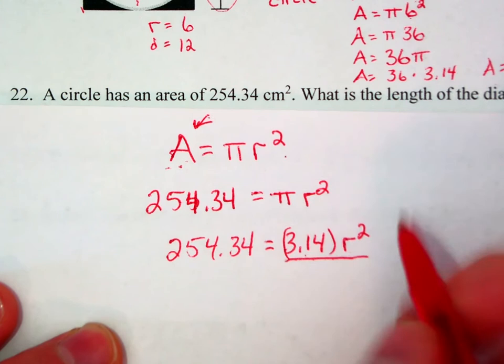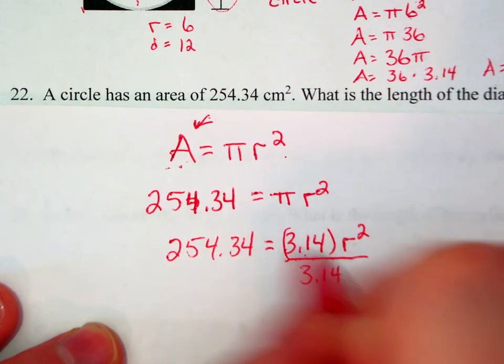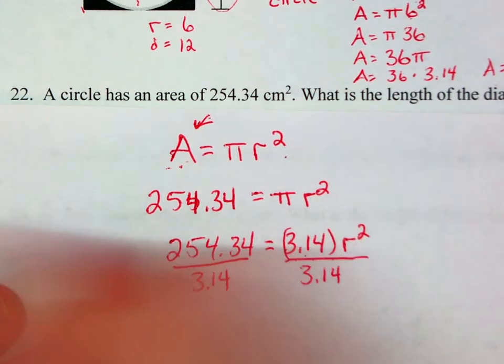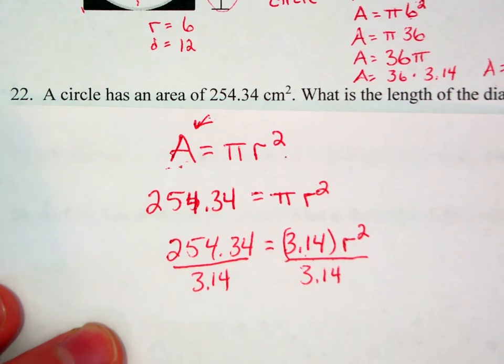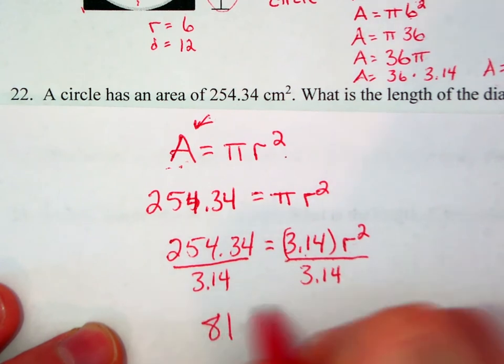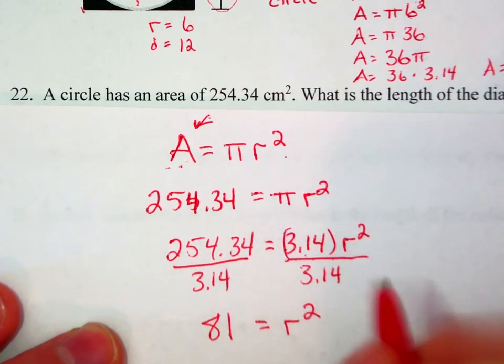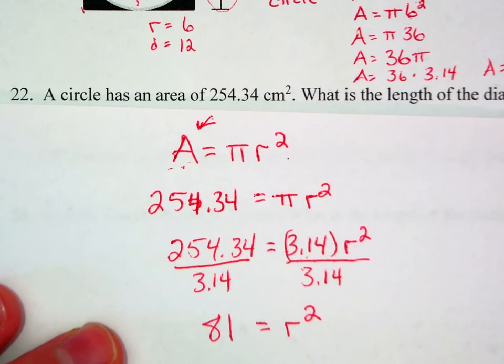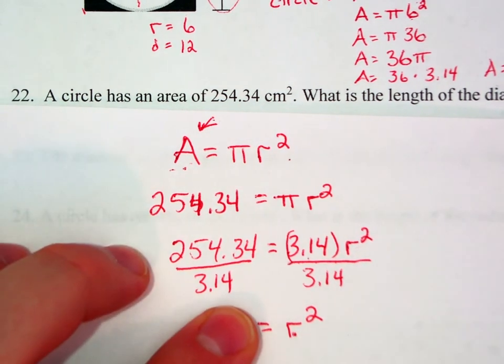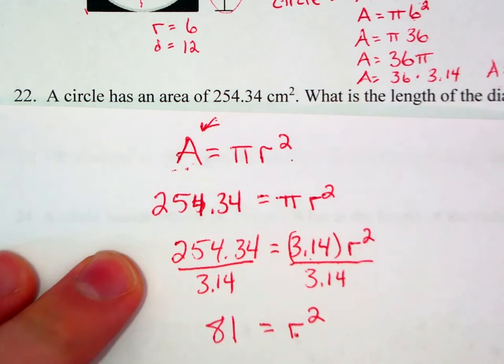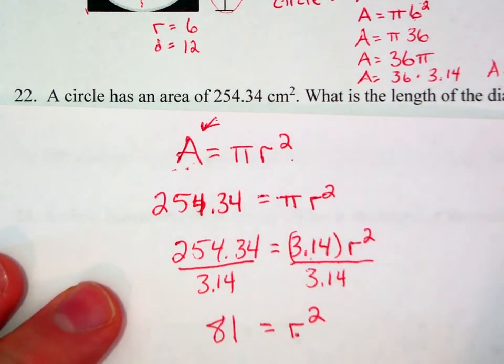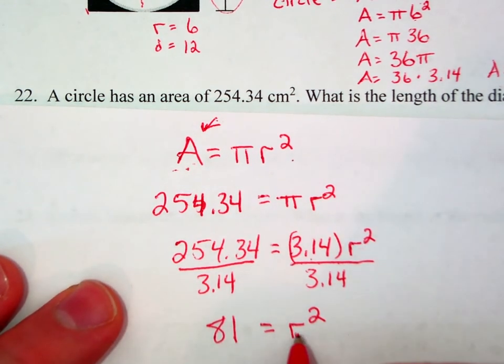In order to get the variable by itself, I divide both sides by 3.14. And I determine that 81 is equal to r squared. I know square roots are a little bit new to us, but we did memorize all of our perfect squares. We memorized them so that we can ask ourselves what number, when multiplied by itself, is going to give us this value. So I know 9 times 9, so 9 squared is going to equal 81.